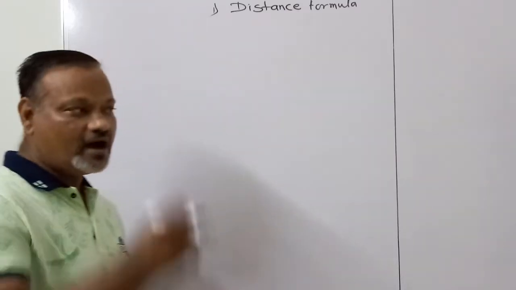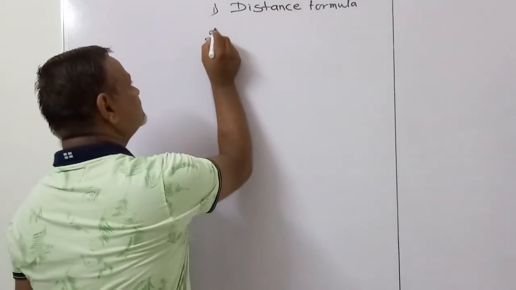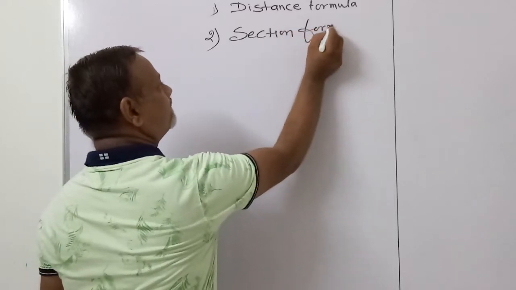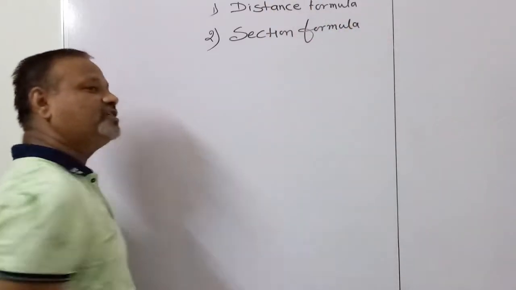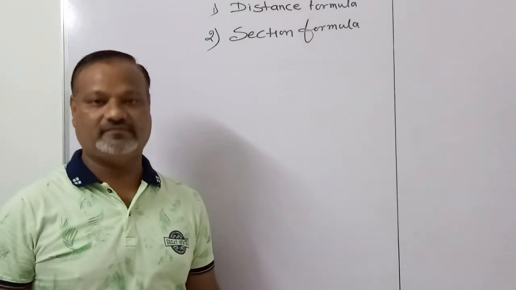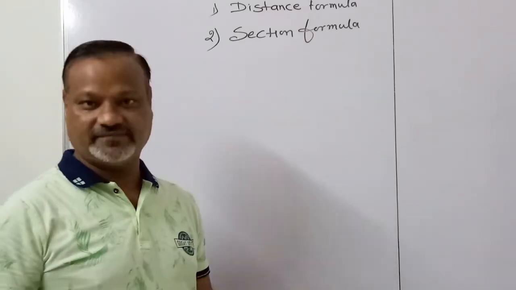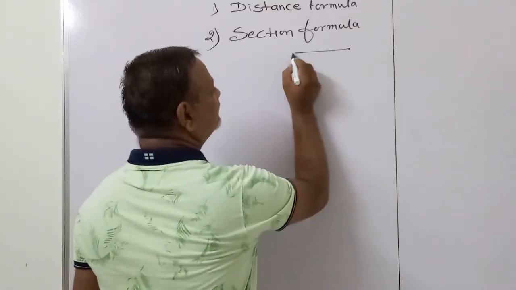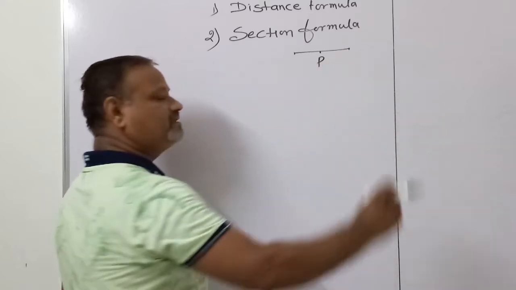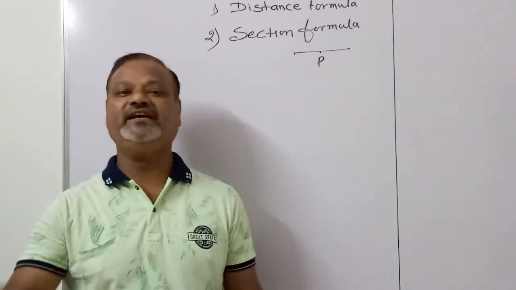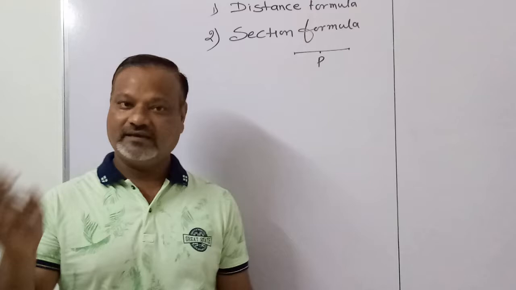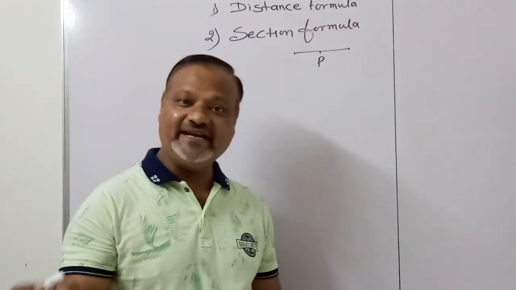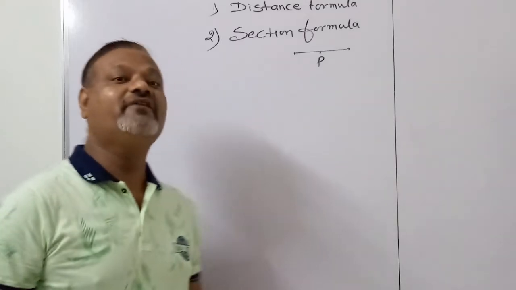Got it? Now the second part is section formula. Now by using this section formula, section is nothing but the division. Section means division. So by using this formula we can find the coordinate of those points which divide the segment. Section formula में क्या करना है हमको? We find the coordinate of that point which divides the segment.